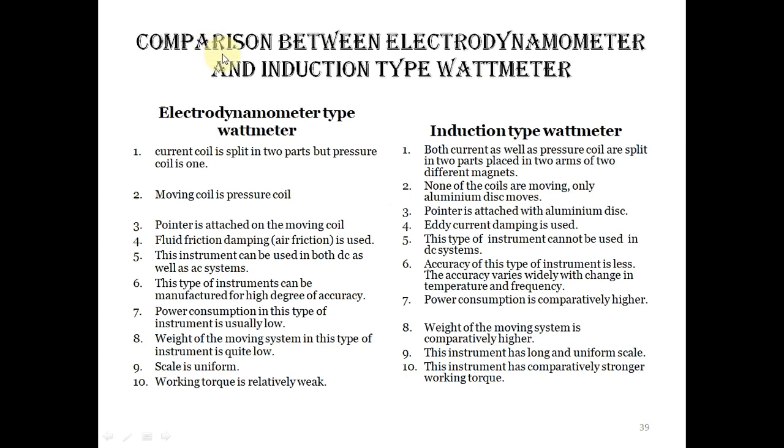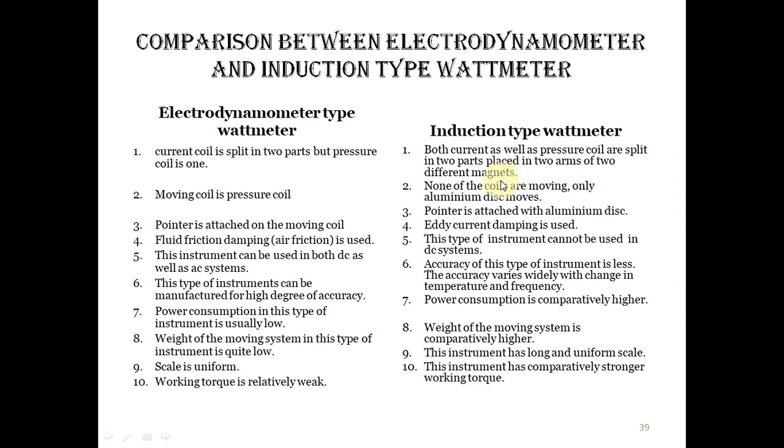Now the last topic for this section, that is comparison between electrodynamometer and induction type wattmeter. In electrodynamometer type wattmeter, current coil is split in two parts, but pressure coil is one, except precision wattmeters, where the system is astatic and both the coils are two sets. That is a special construction. In induction type wattmeter, current coil as well as pressure coil are split in two parts, placed in two arms of two different magnets.